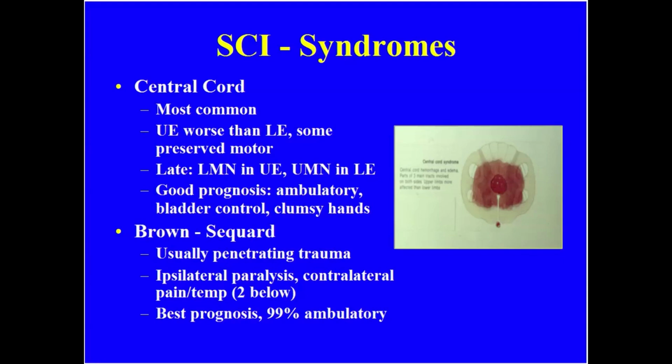Central cord syndrome has a very good prognosis. Most of these patients are ambulatory at final follow-up. Most of them regain bladder control, but oftentimes they have clumsy hands.